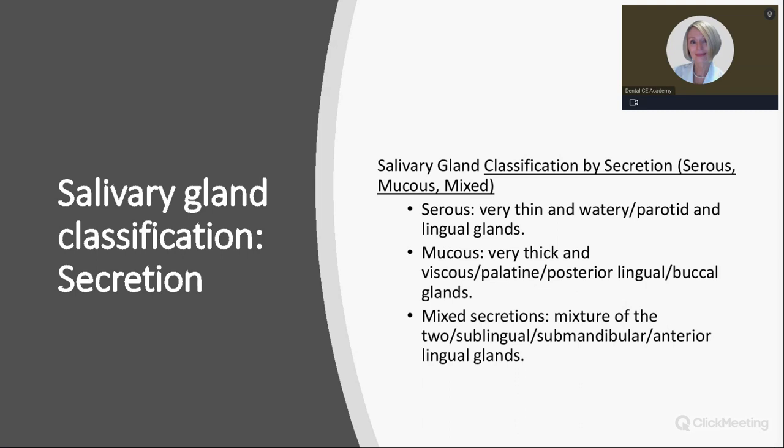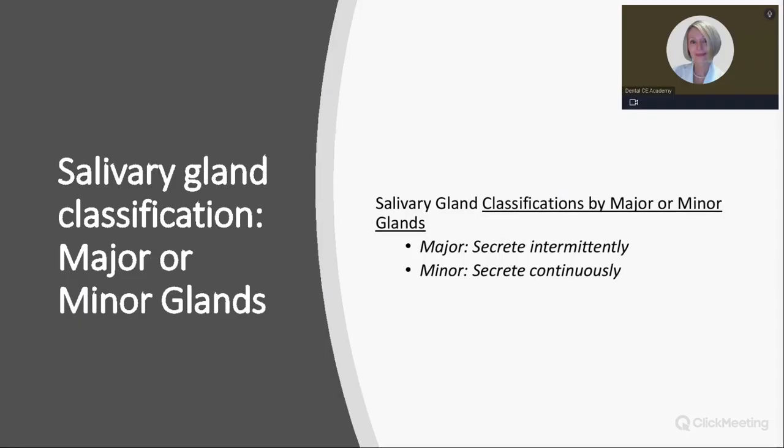So when we classify salivary glands by secretion, they're classified as serous, mucus, or mixed. So serous secretion is the very thin and watery secretion secreted by the parotid and the lingual glands. And the mucus secretion is that very thick, viscous secretion secreted by the palatine, posterior lingual, and buccal glands, and then a mixed of both, so mixture of the two, secreted often by the sublingual, submandibular, anterior lingual glands.